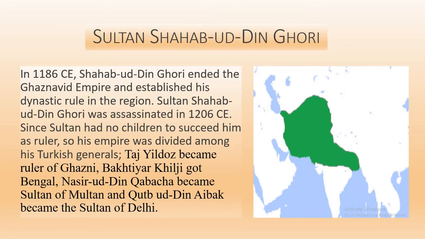Shahab-ud-Din Ghori. In 1186 CE, Shahab-ud-Din Ghori ended the Ghaznavid Empire and established his dynastic rule in the region. Sultan Shahab-ud-Din Ghori was assassinated in 1206 CE. Since the Sultan had no children to succeed him as ruler, his empire was divided among his Turkish generals, and Qutb-ud-Din Aibak became the Sultan of Delhi.